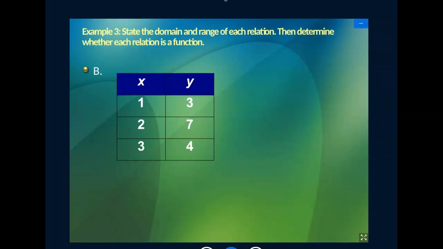State the domain and range of each. A table doesn't change that the x values are the domain and the y values are the range. So my domain is still the set of 1, 2, 3.